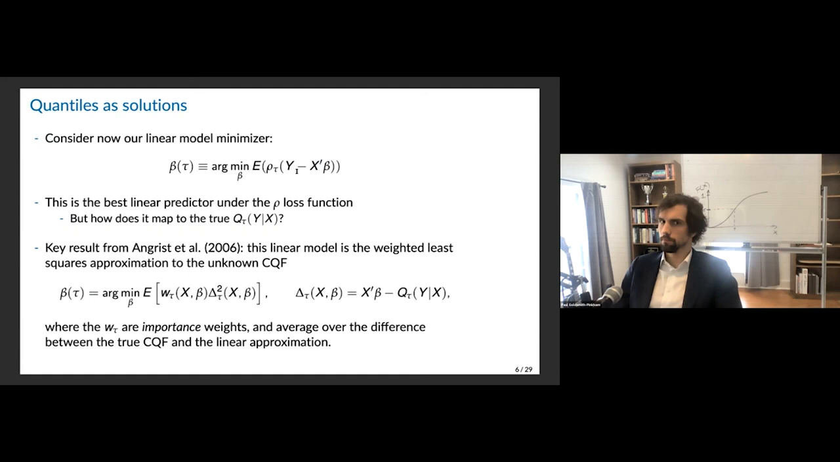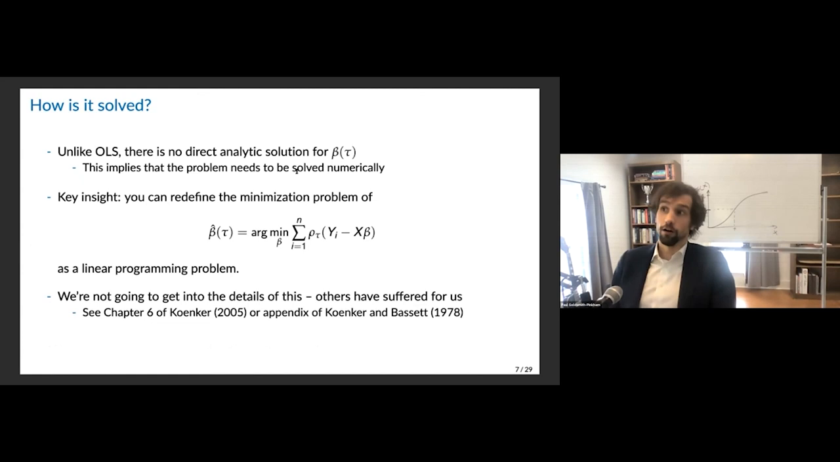So how is this solved? We're really not going to get into it, in part because it's challenging to do intuitively, and I haven't actually ever programmed it myself. Conceptually, the thing to keep in mind is that, unlike in OLS, there's no direct analytic solution for beta tau. It's got a nicely defined objective function. It's a numerical minimization problem where you're trying to find the thing that minimizes these errors, but you can't just back out an analytic solution.